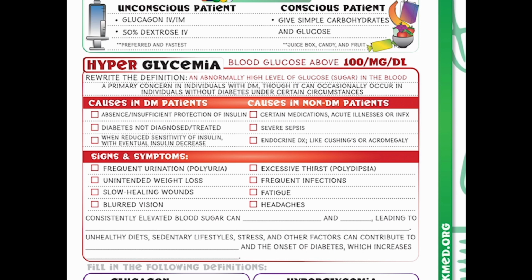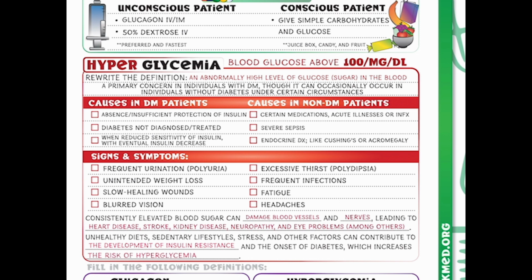And if we're unable to get the blood sugar levels regulated and hyperglycemia happens over a long period of time, this can be extremely harmful to our body. So consistently elevated blood sugars can damage blood vessels and our nerves and lead to heart disease, stroke, kidney disease, neuropathy, and eye problems, among many others. Unhealthy diets, sedentary lifestyles, stress, and other factors can contribute to the development of insulin resistance and the onset of diabetes, which increases the risk of hyperglycemia. And we're going to talk so much more into prolonged hyperglycemia in our next lesson.